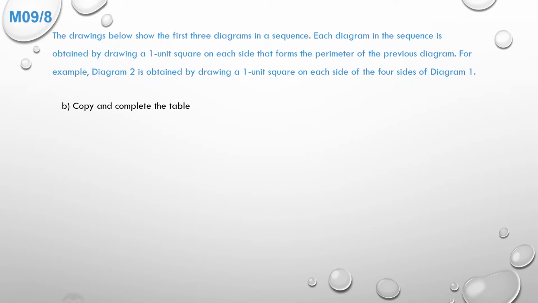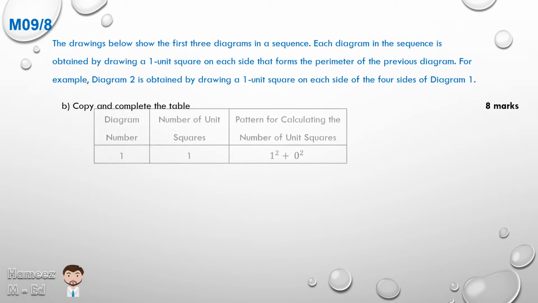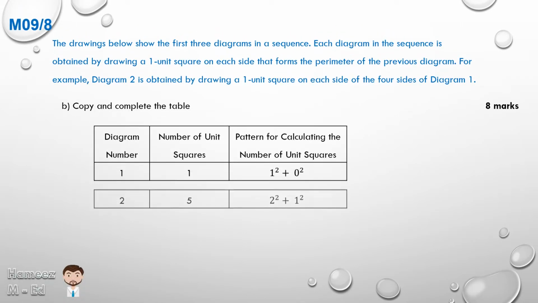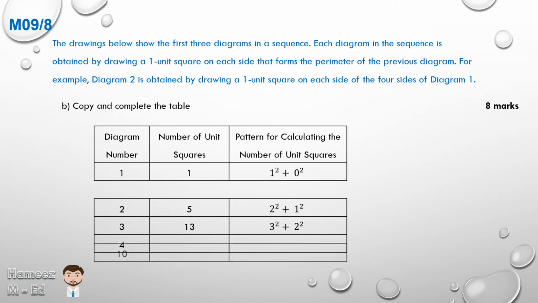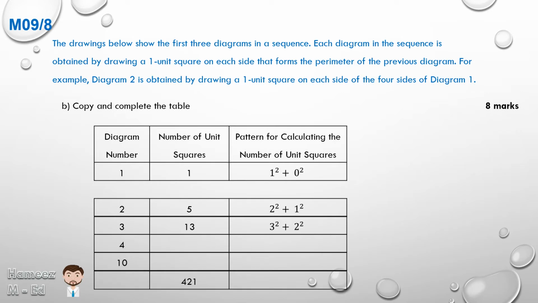In part B, complete the table by inserting the appropriate values. So if we look at the table, we have 3 columns: diagram number, 1, 2, 3, 4, which we've all drawn, 10, and then the last one is missing, number of unit squares of each diagram. They gave us, for the first diagram, 1, which we can tell from our diagram. From diagram 2, there were 5 squares. From diagram 3, there were 13 squares, and so on.